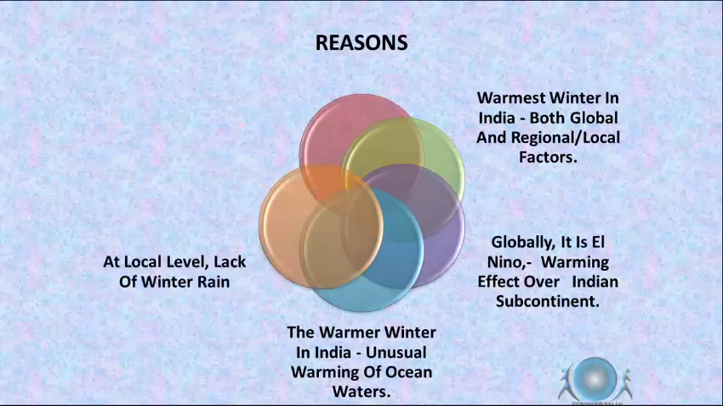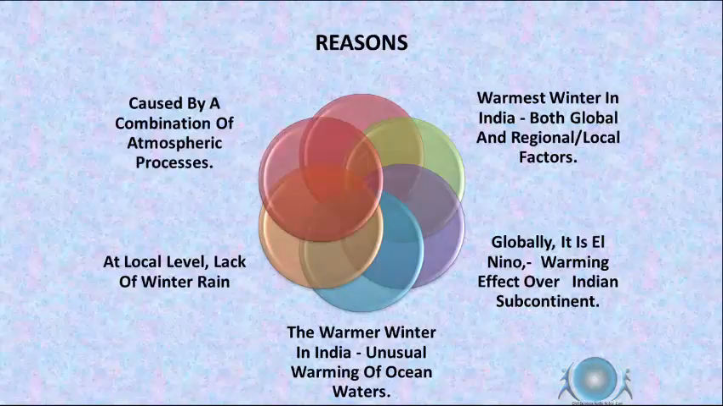And at the more local level, there is a lack of winter rain, and this is caused by a combination of atmospheric processes, some of them unexpected and unusual at this time of the year, and therefore this has kept the chill away from our major states in the north.